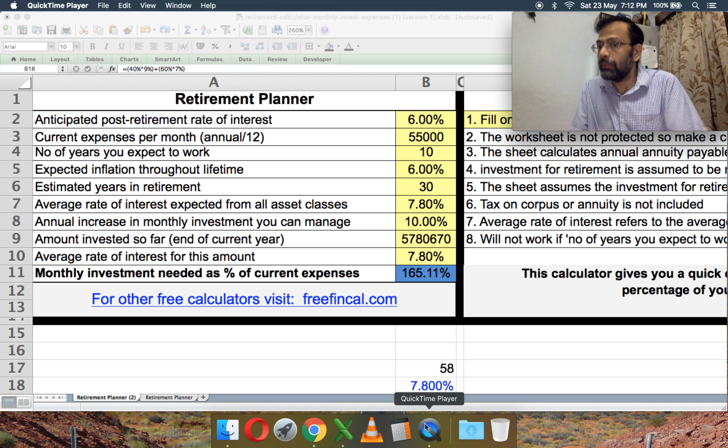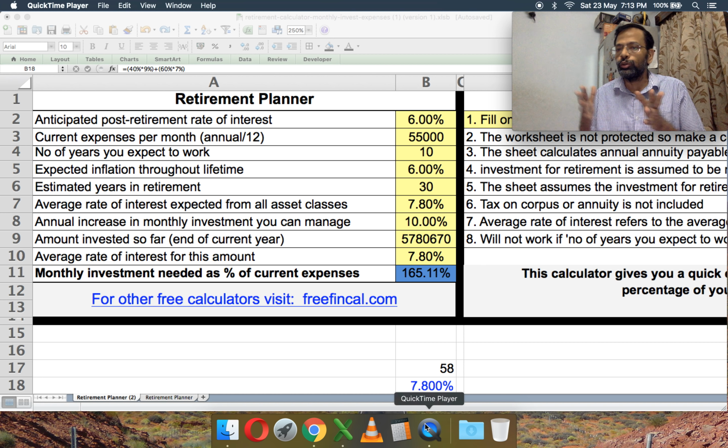So two things have happened. He did not get the return he wanted, and the return expectation has also gone down from all asset classes. That is the danger to the retirement plan. Now how can he manage to invest 165% of 55,000 rupees every month for the next 10 years, and this amount should also increase every year by 10%? So it has become very difficult. This is the problem with decreasing interest rates.